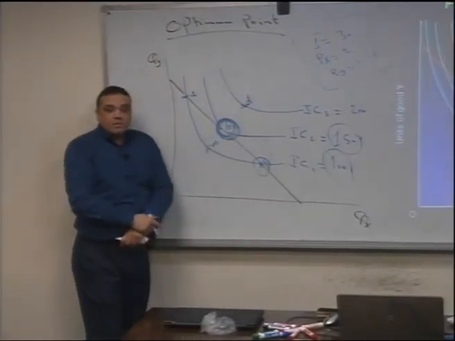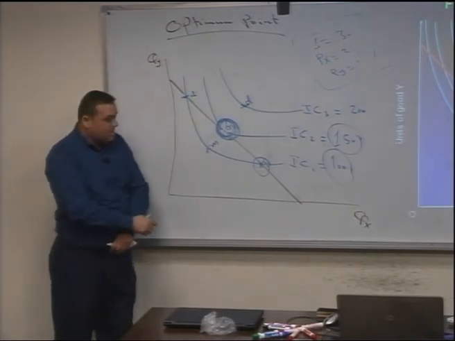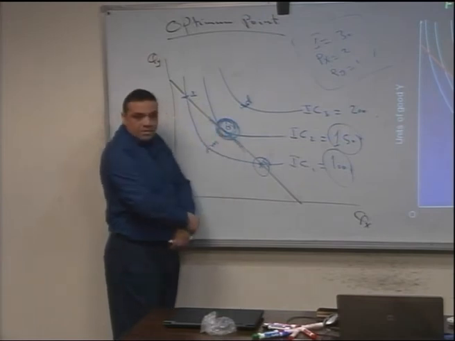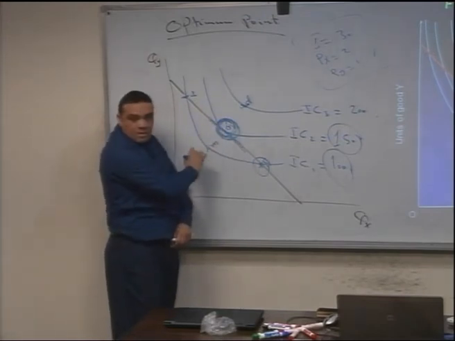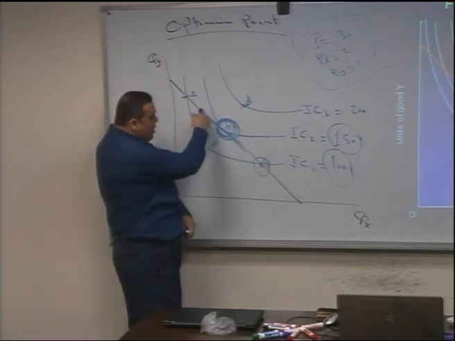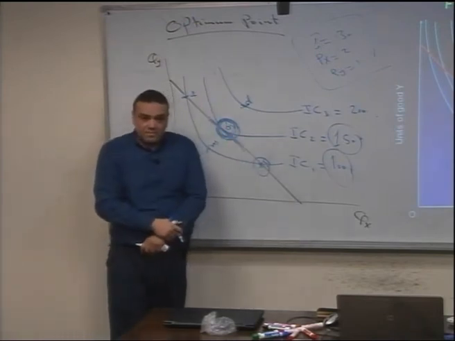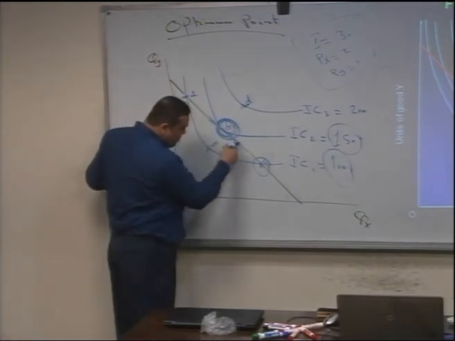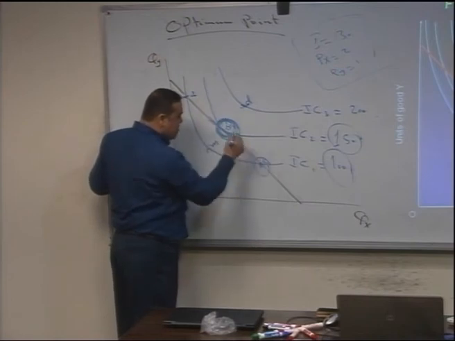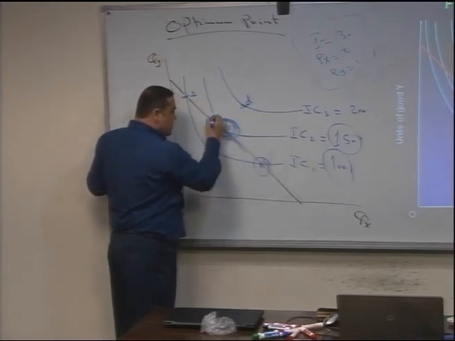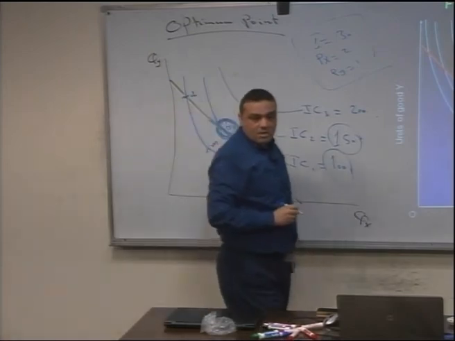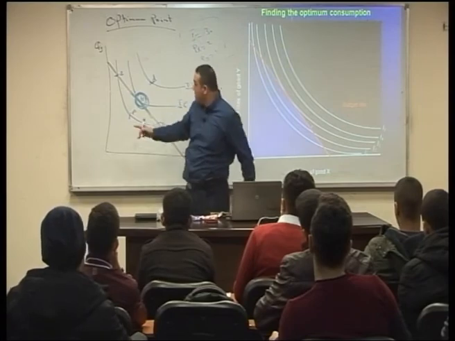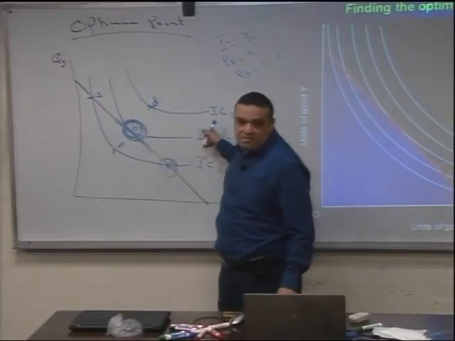At this point, the slope of the budget line, how can we measure the slope here? This slope equals the slope of the indifference curve. Right? The slope of the budget line equals the slope of the indifference curve. The optimal point occurs when there is a tangency between the budget line and the indifference curve.